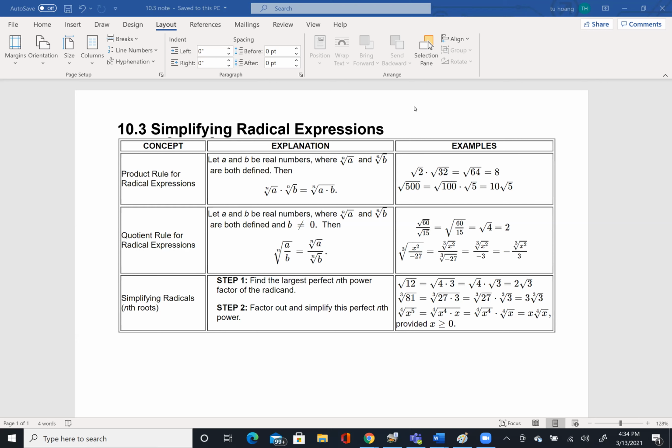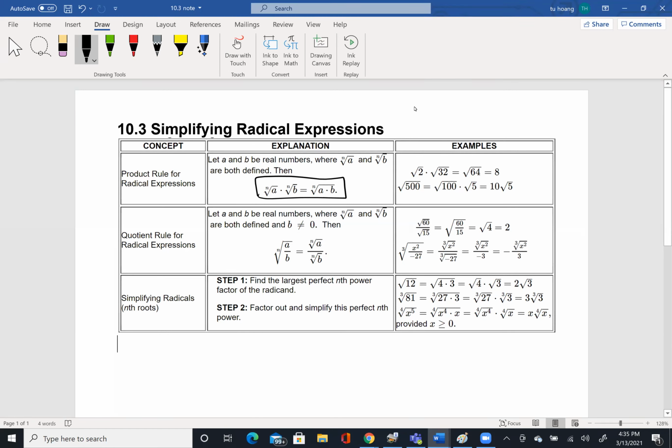In product rule for radical expression, you can see that you must have two radicals that have the same index. So we let A be a real number such that root n of A and root n of B are both defined. And then you can combine the product rule from two or three or more, become only one radical expression. So as you see over here, right?